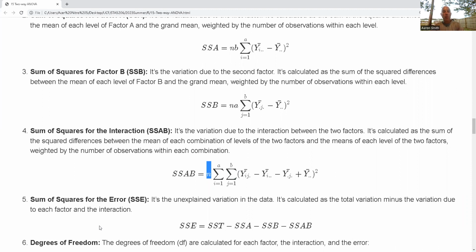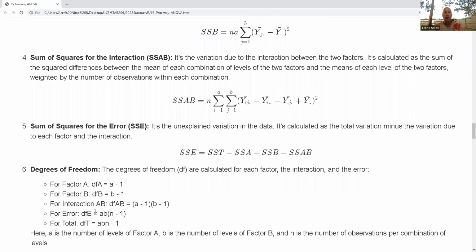Now, the sum of squares error, well, this is the variation that's not explained by A, B, nor the interaction. And it's calculated as the total variation minus the variation attributed to main effects and interaction. So boom, we get this nice, beautiful formula.